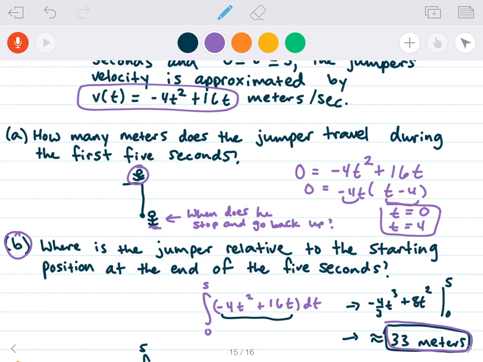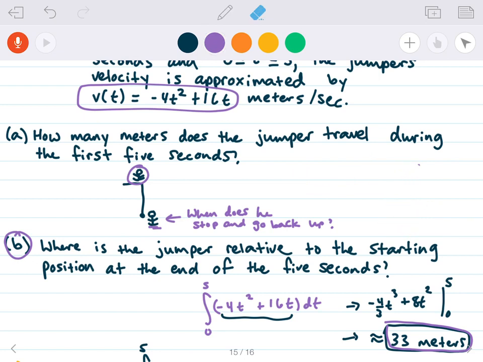And so what we need to do is sort of parse this interval, right? Because from 0 to 4, he's going one direction, but then from 4 to 5, he's going back up. And that's looking like a negative value in our integral calculation. So that's what we need to do. We need to parse this thing up. So right here, this is at 4 seconds when he starts to come back up, that's how far he goes down. So let's figure out what this quote-unquote positive distance is going to be.